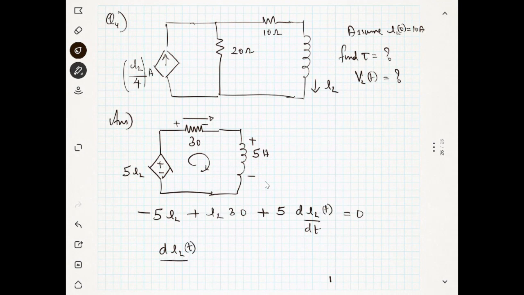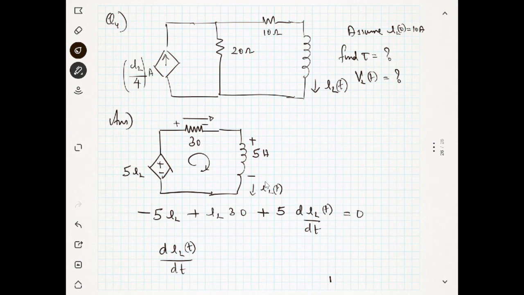Excuse me, doctor. Yes. Doctor, why did you say the current is IL? It is given. This is the current IL. The polarity. Yes, polarity. Excuse me. Yes.